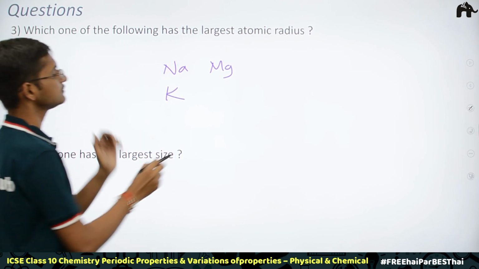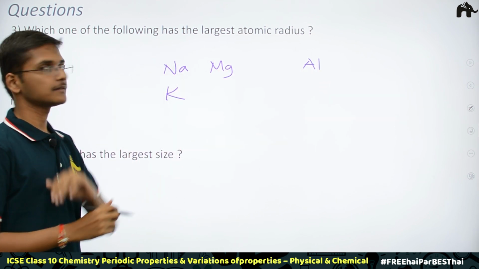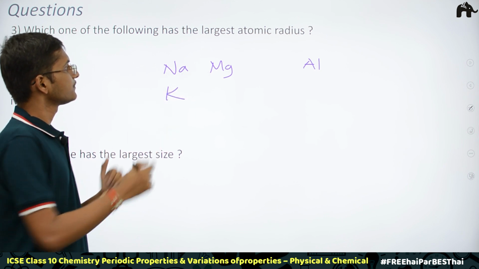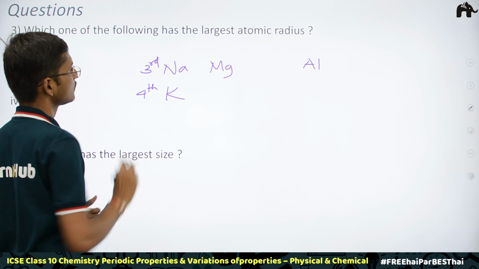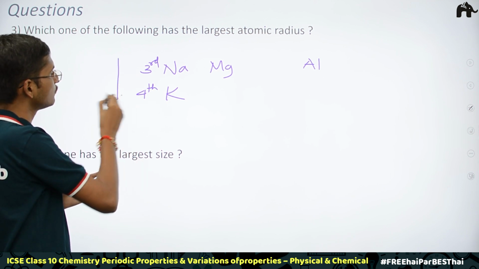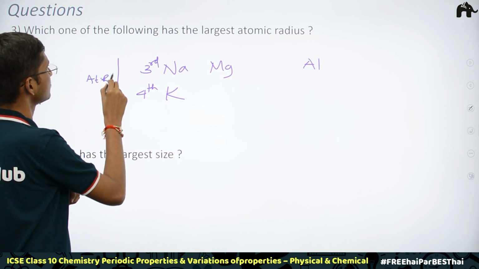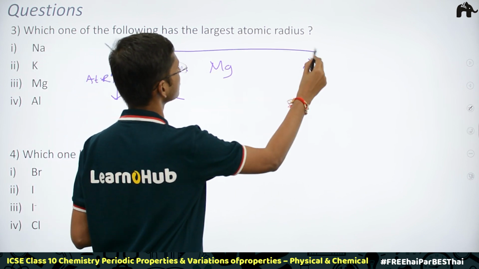And then comes aluminium, group number 13. Okay, third period. Now see, among this is third period, this is fourth period. Now we clearly know that when we move down the group, what happens? Atomic size increases or atomic radius increases. When we move across the period, what happens?